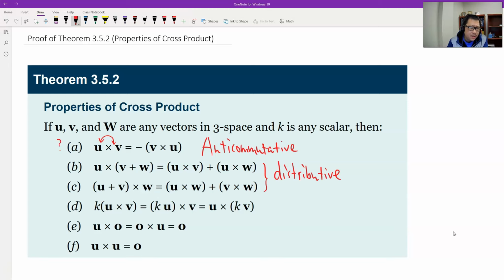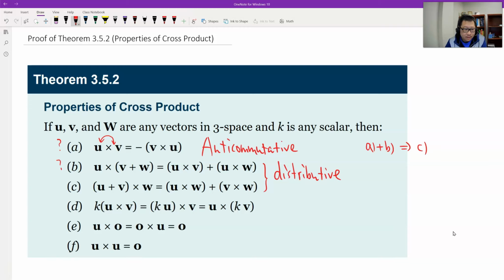The second, distributive, we also need to use the definition of the cross product. But the third, the right distributive, we can use A and B to prove. Let me just put it here. We can use A plus B. We can prove for C.